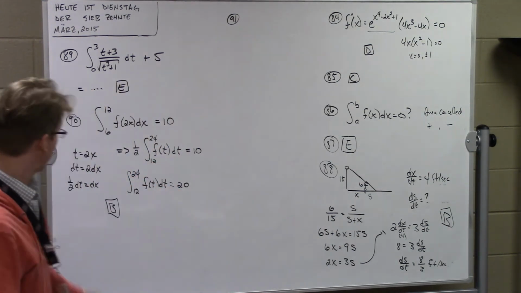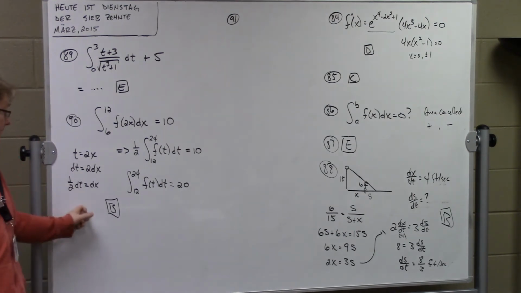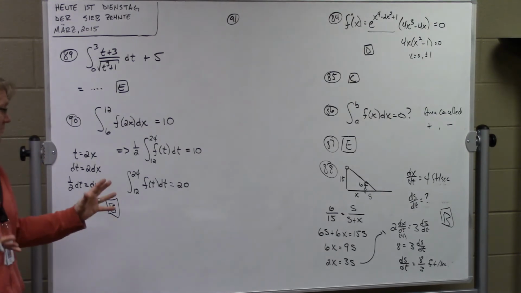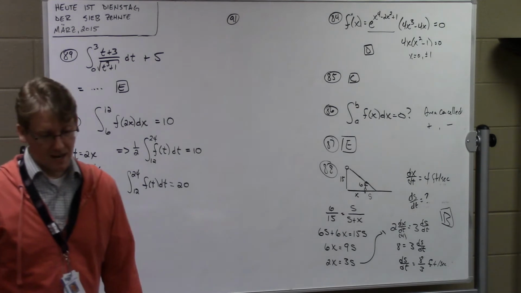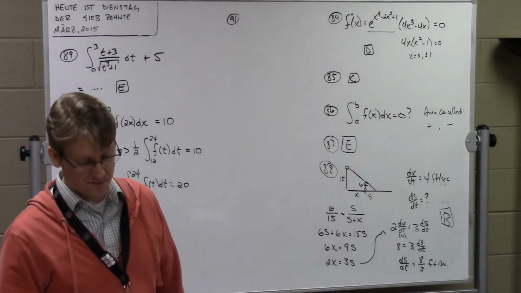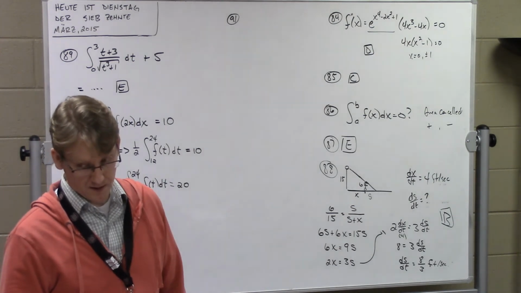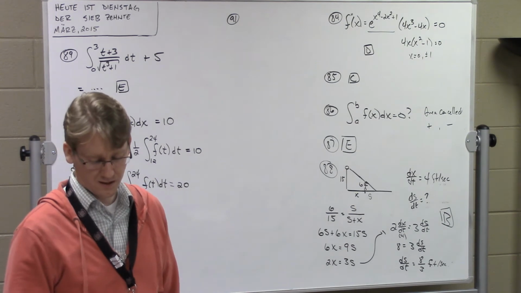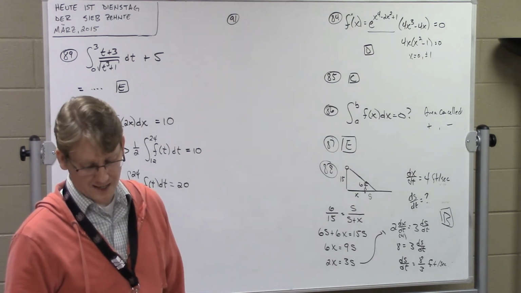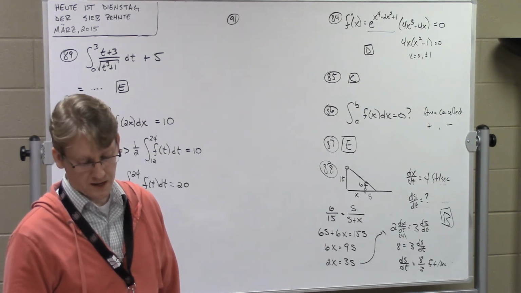Everybody see how that U-sub worked? By the way, Edward, you asked about U-sub. There's your U-sub problem. Probably not the most straightforward way to ask the question, but there it is. Number 91: let f be a polynomial function with the values of f prime shown for select values of x in the table above. Which of the following must be true between -2 and 6?